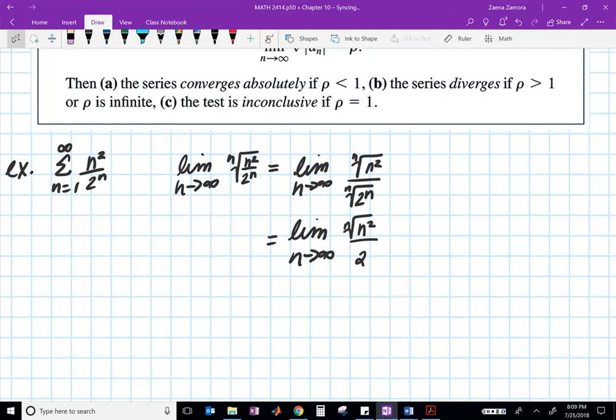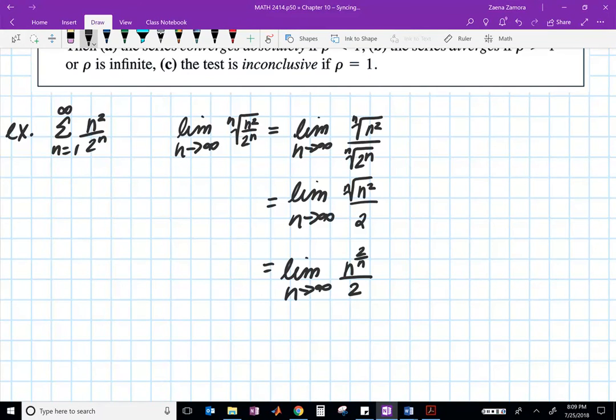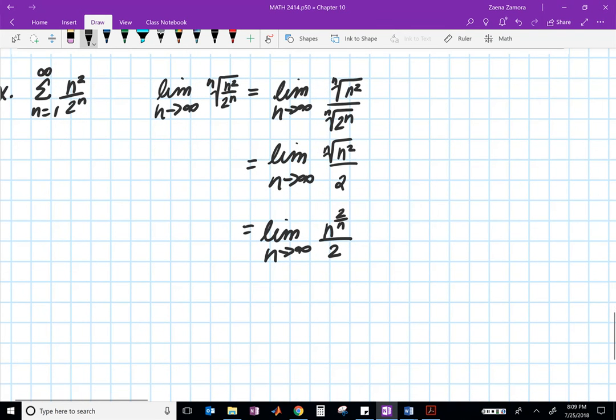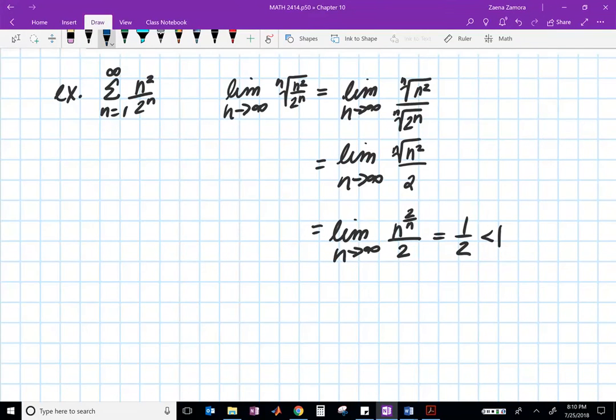All right, and I'm going to rewrite the top also using exponents. So the limit as n goes to infinity of n to the 2 over n divided by 2. When I take the limit here, I'm going to have infinity here, right, with that n. But what about here? 2 over n, what is this going to reach? 0. And any number to the 0 power gives me 1. So this is going to equal 1 over 2, which is less than 1, which means it converges absolutely.